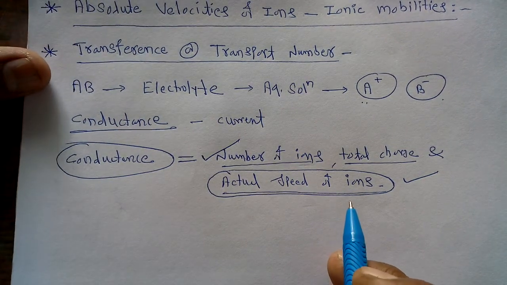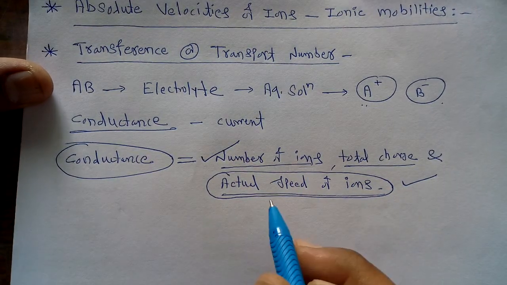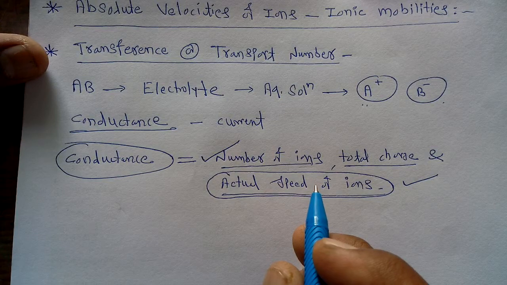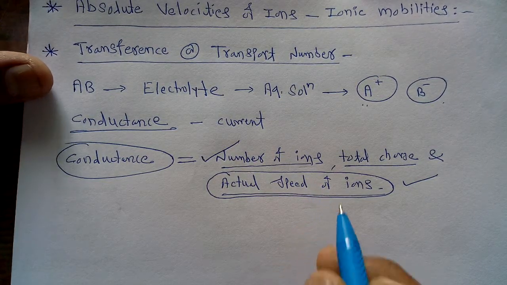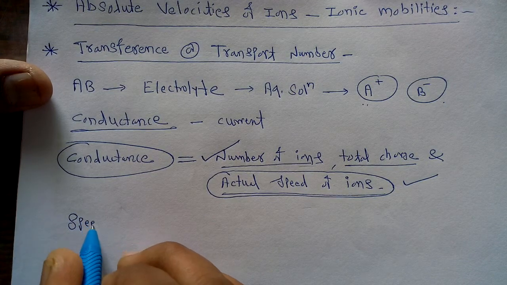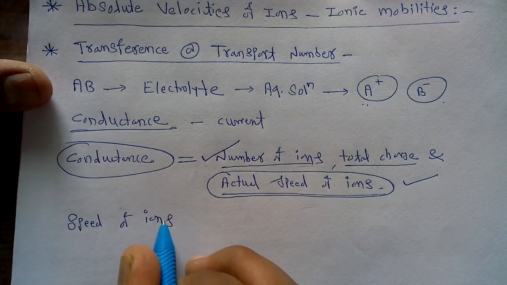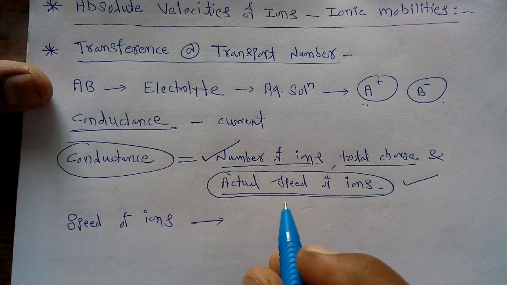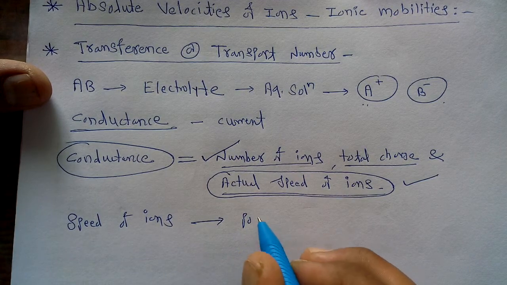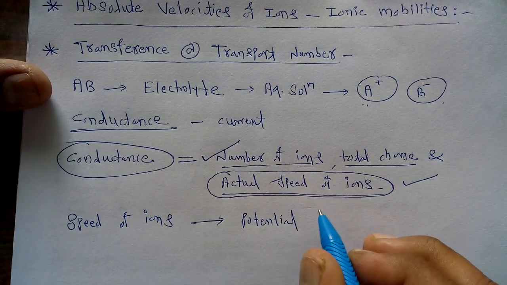Whenever we consider the speed of these ions, the speed of ions is to be related to the potential gradient. It is to be related to the potential gradient of unity.